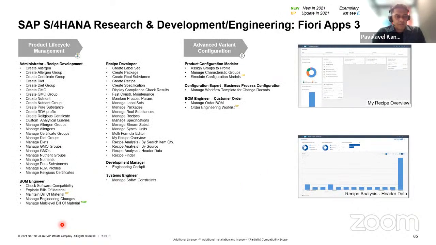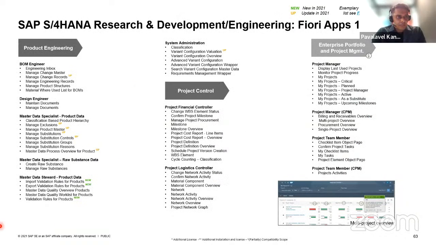So we have quite a lot of them. A few things which I will just highlight: you have your multi-level BOM in your product engineering. This is something which will be very interesting. And in project control, you have multi-project related information, so milestone overviews. These are all very good ones, which you can really look into. The multi-project overview in CPM.